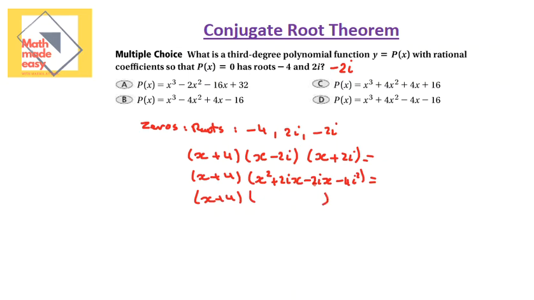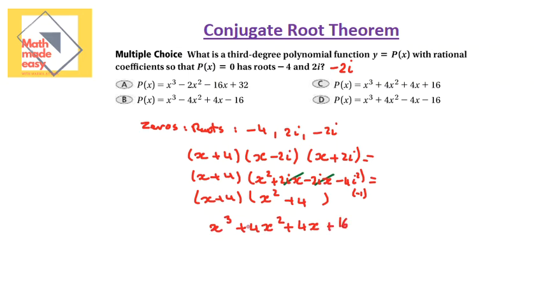Now 2ix minus 2ix, these are opposite to each other, they'll be cancelled because they'll give me a 0. x squared will stay, so I have x squared here, and negative 4 multiplied by i squared, which has a value of negative 1, so negative 4 multiplied by negative 1 is positive 4. I will end up with two binomials that I can multiply together very easily. x squared multiplied by x is x cubed, then plus 4x squared, then plus 4x, and plus 16.